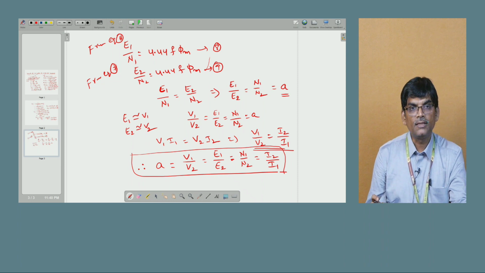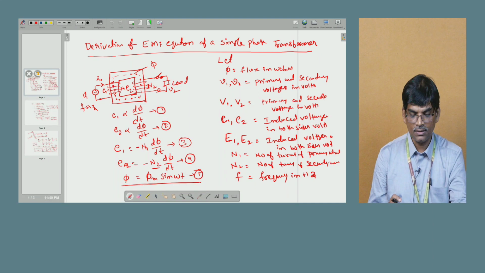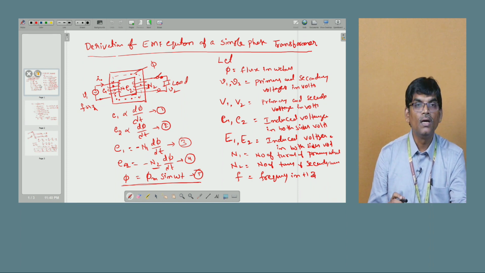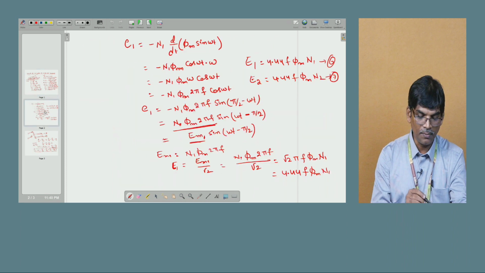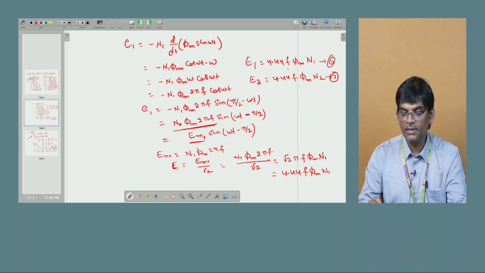So I conclude that the transformer is a static device. It transfers power from one circuit to another circuit without change of frequency. According to Faraday's law, voltages are induced in both windings. E1 is equal to 4.44 times frequency times phi m times N1.